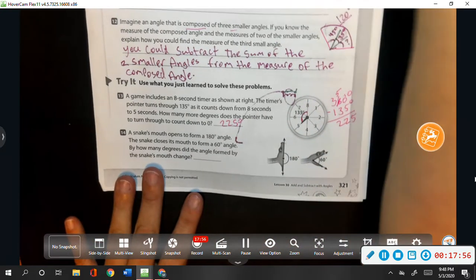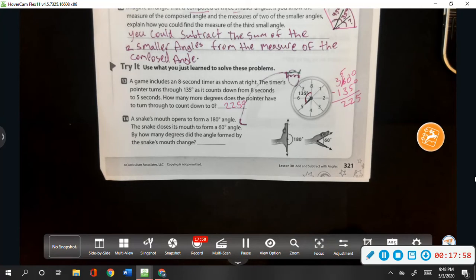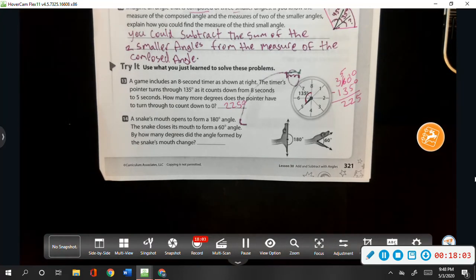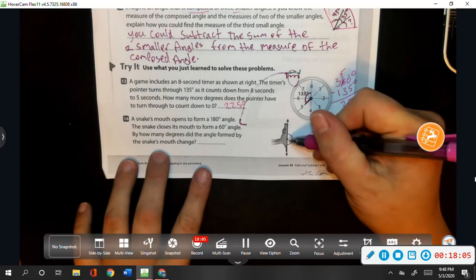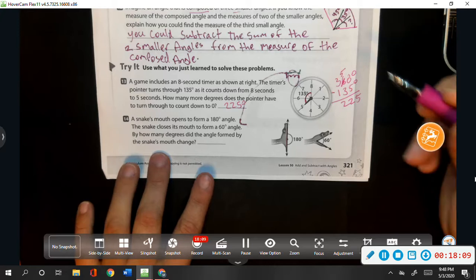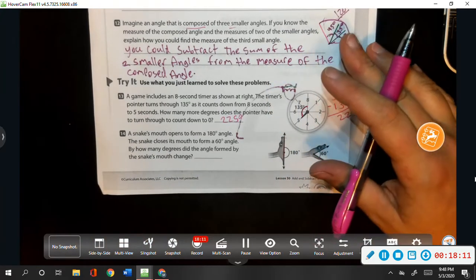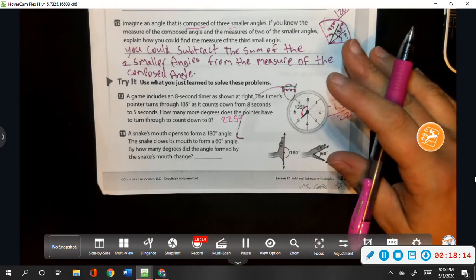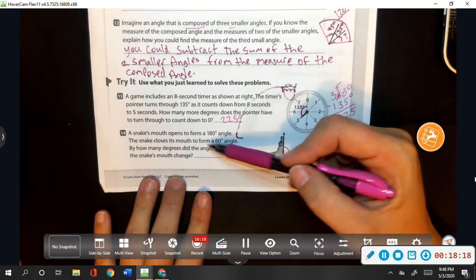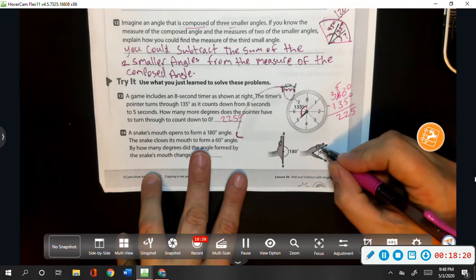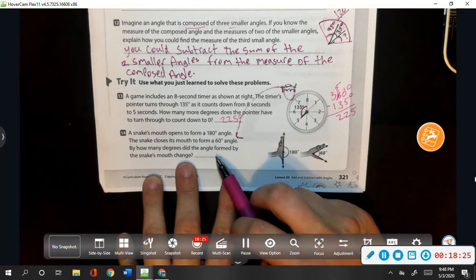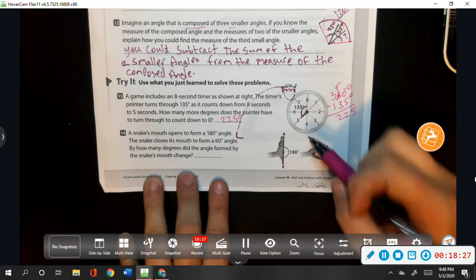Number 14. A snake's mouth, and this is actually true, opens to form a 180 degree angle. It's crazy. They can literally open their mouth that wide because they don't actually have any jaw bones. It's just a very, very strong batch of muscles right there in their mouth. The snake closes its mouth to form a 60 degree angle. By how many degrees did the angle formed by the snake's mouth change?